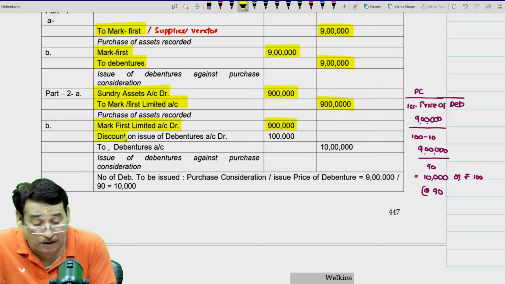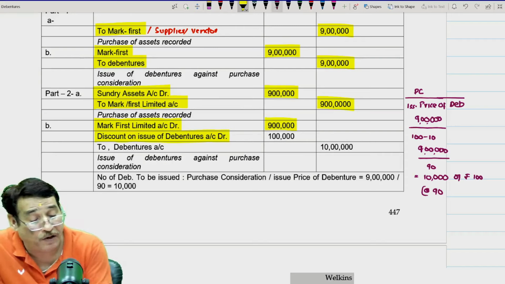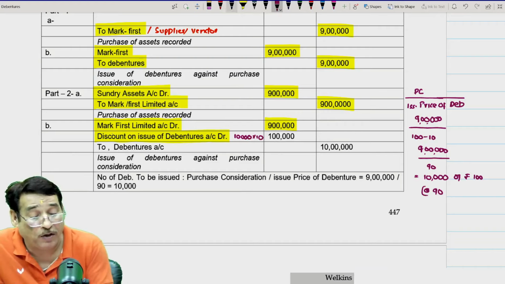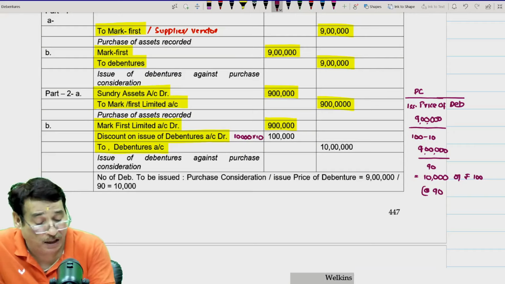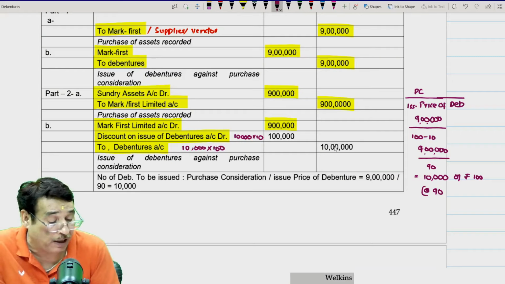Then I will write here discount on debenture account, because we are issuing 10,000 debentures. You can write in bracket 10,000 into 10. This will be the amount of discount, 1 lakh. And then you are going to write here to debenture account, that is 10,000 into 100. Debenture will always come with its face value. That is equal to 10 lakh.